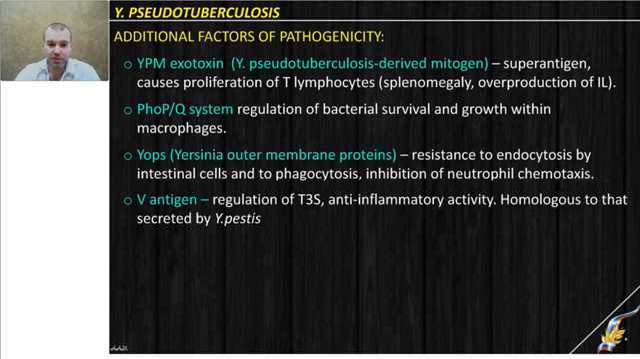Bacteria have a number of systems for regulation of intracellular survival in macrophages, proteins of the outer membrane which are important in survival of bacteria in intestinal cells, and are resistant to phagocytosis as well, and it can non-specifically inhibit chemotaxis of neutrophils and immune cells. And bacteria have an additional antigen which is known as V antigen. It is required for regulation of transport systems and has anti-inflammatory activity.